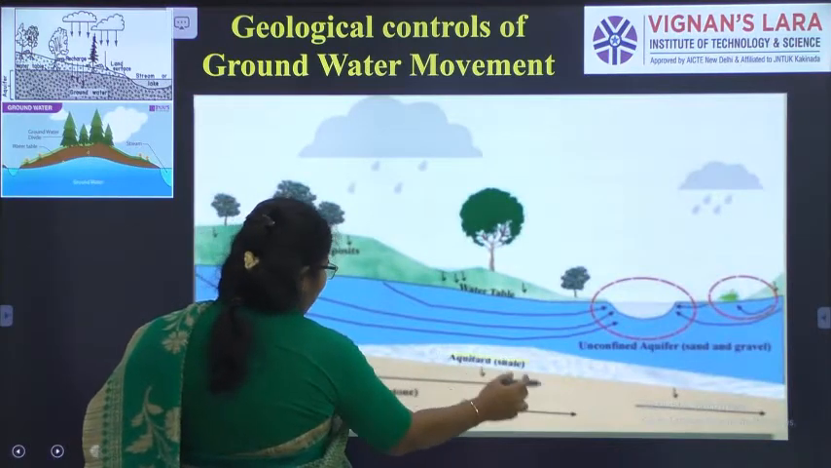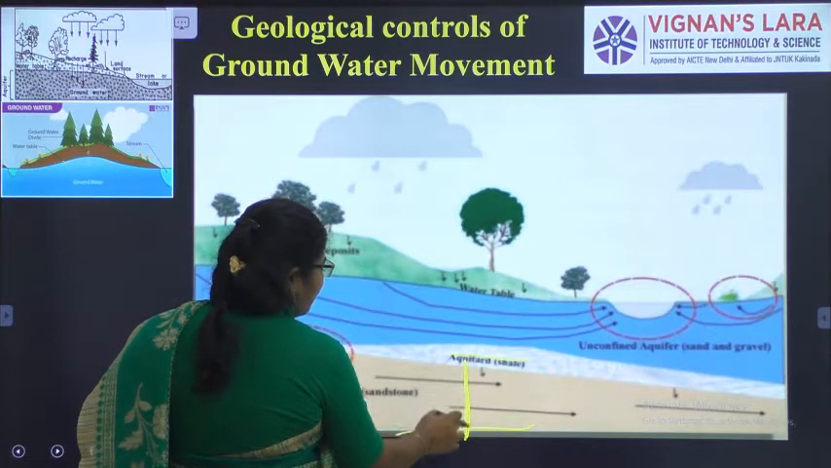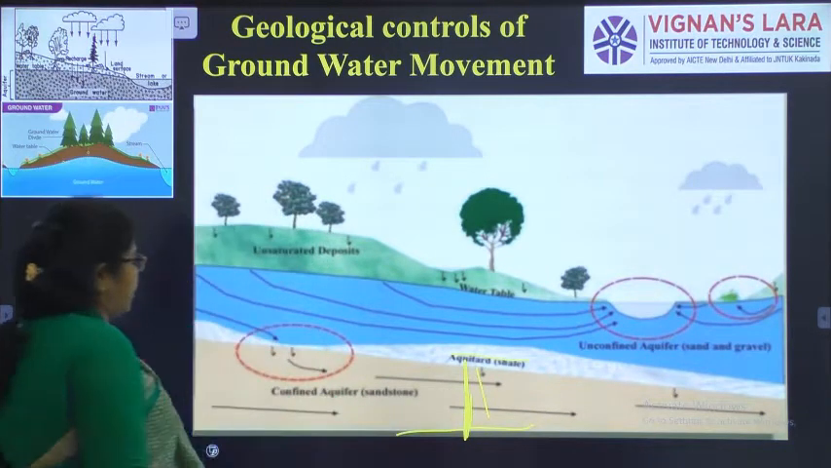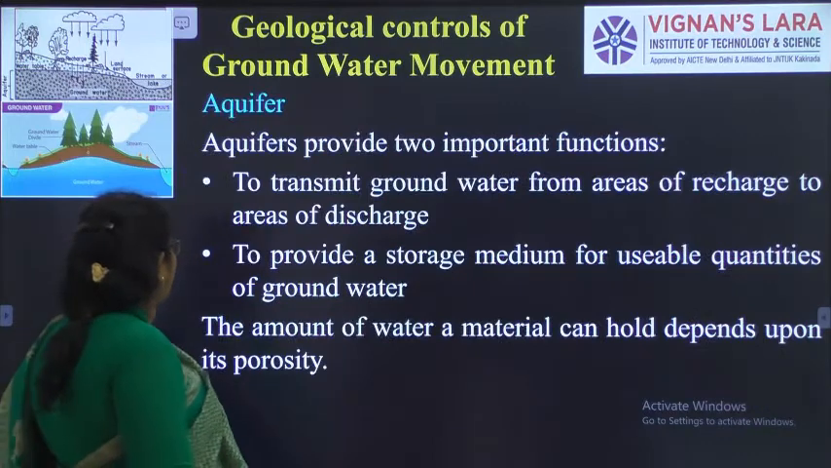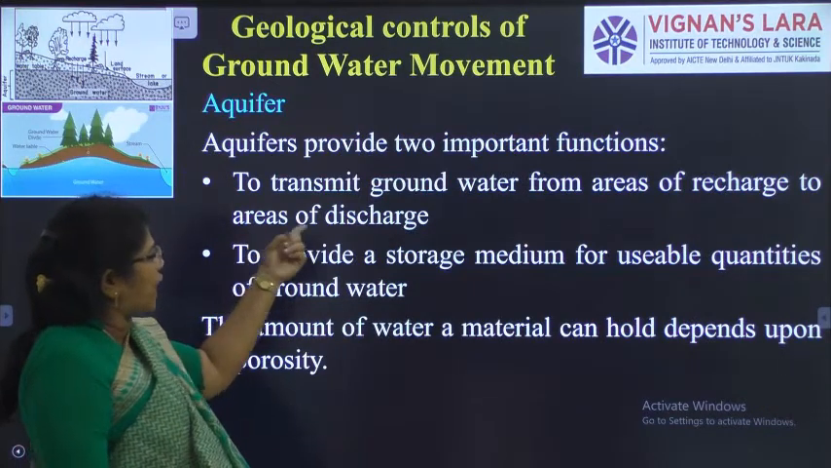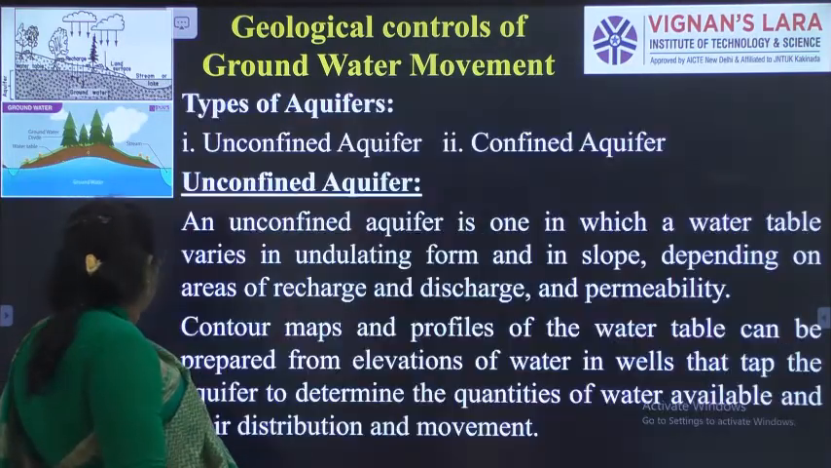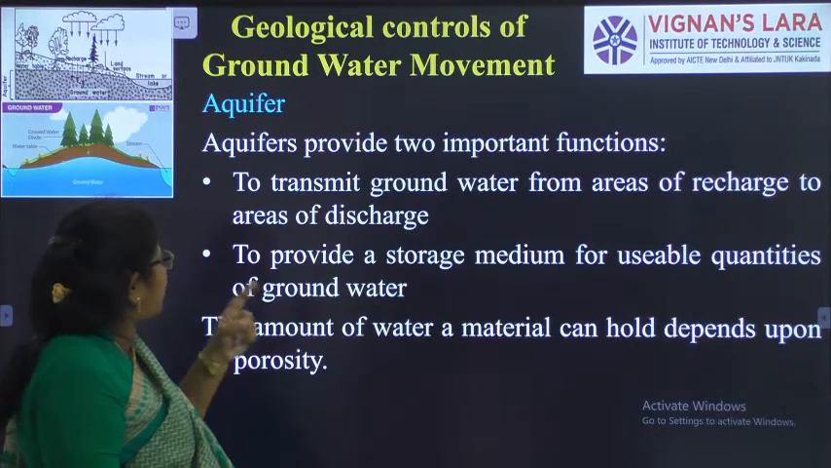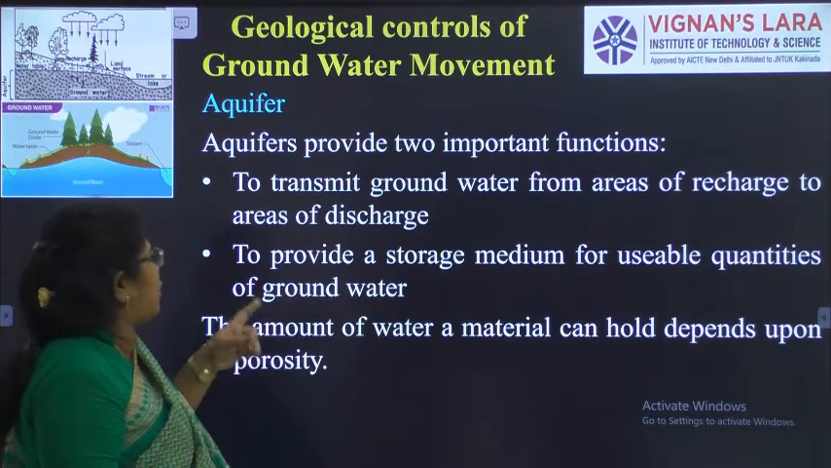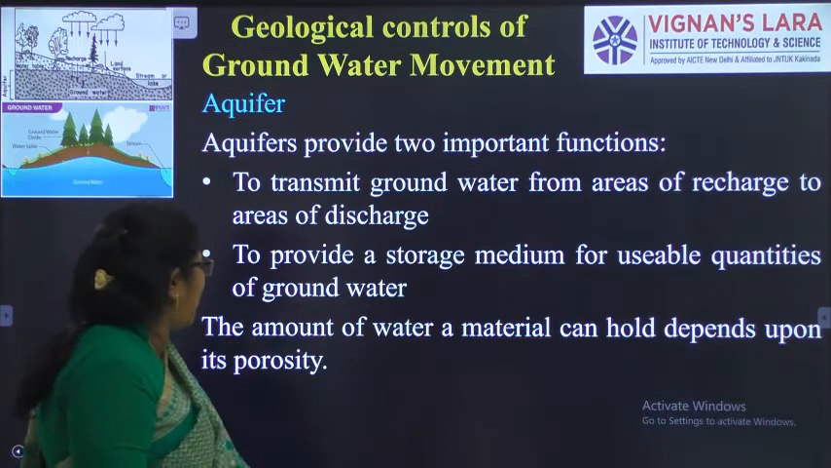This is an aquifer, this is an aquiclude. In between, the aquifer is there; this is a confined aquifer. It is under pressure between the two layers. So what is the importance of an aquifer? To transmit groundwater from areas of recharge to areas of discharge, and to provide a storage medium of usable quantities of groundwater.